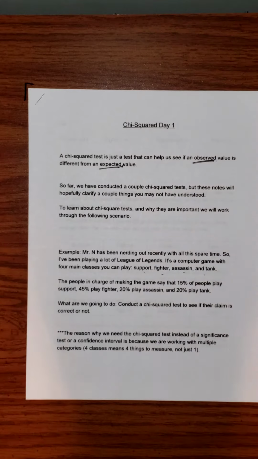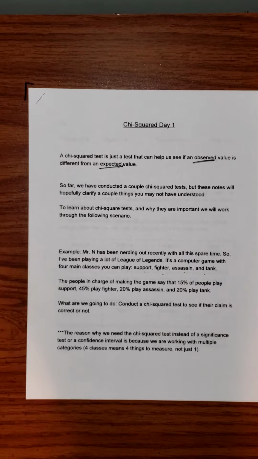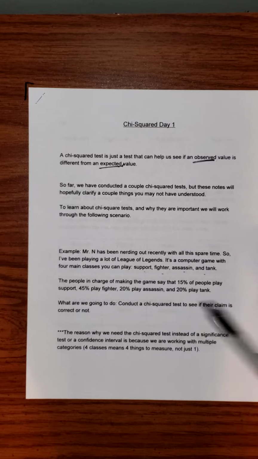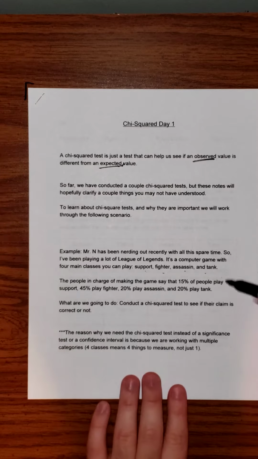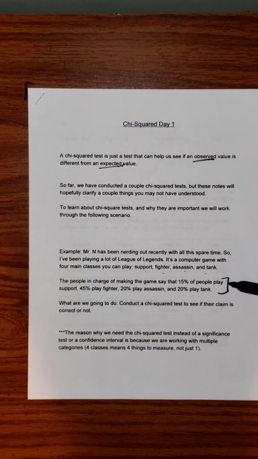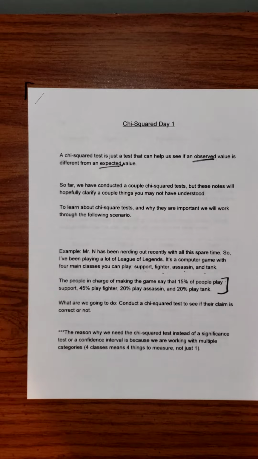So essentially the people who make the game, they say that 15% of people play support, 45% play a fighter, 20% of people play an assassin, and then 20% of the people play a tank class, okay? They say these are the rough breakdowns of the percentages of what people play, okay? So this is what we're going to do. We're going to conduct a chi-square test to see if this claim that they're making is true or not, okay? Do 15% of people actually play support, 45% fighter, so on and so forth. This is a claim. We're measuring it exactly like a significance test.